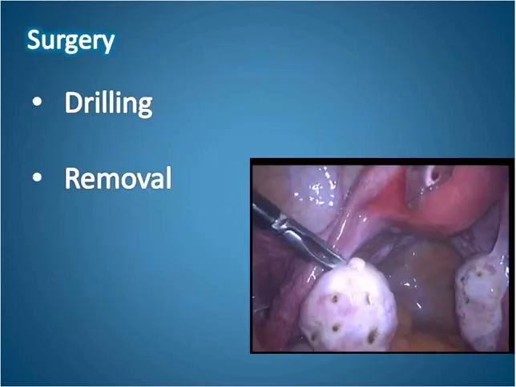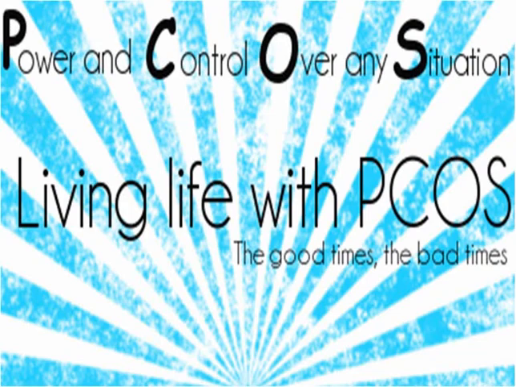Surgery: we have drilling and removal of the ovary. Drilling helps to empty your ovary, as we see in here, by making holes in the ovary with this device, a laparoscope. Another strategy is removal of your ovary. Your doctor is going to decide which strategy you're going to follow. Some women are just treated by lifestyle changes, other women by medication, others have to do surgery, so you have to consult your doctor.